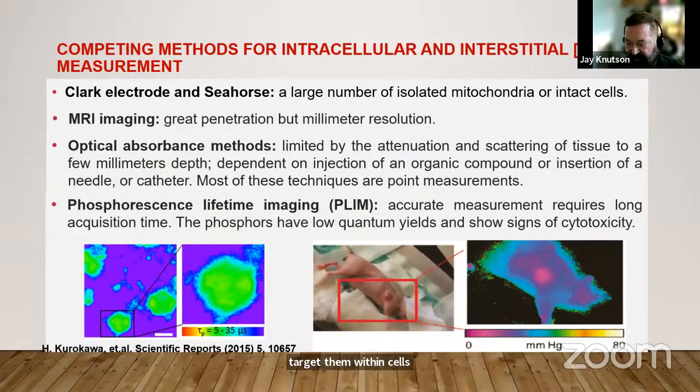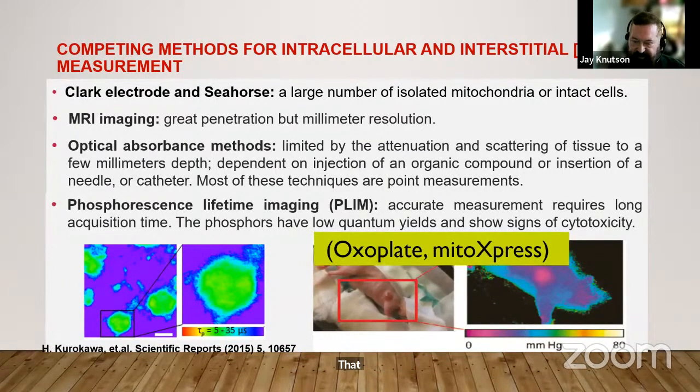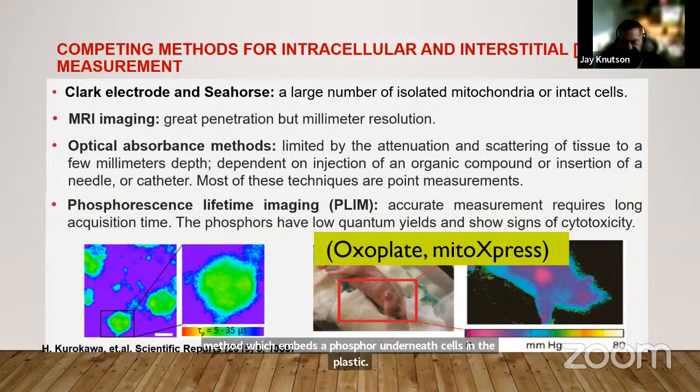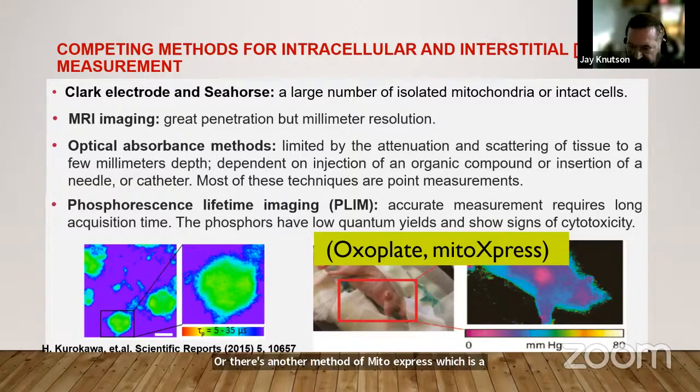That said, there are commercial versions, and I'm not endorsing them, but I'm telling you that we use both the Oxoplate method, which embeds a phosphor underneath the cells in the plastic, or there's another method, a MitoXpress, which is a phosphor that you can sprinkle onto cells and try to recover some sort of broad lifetime measurement of oxygen in microplates.